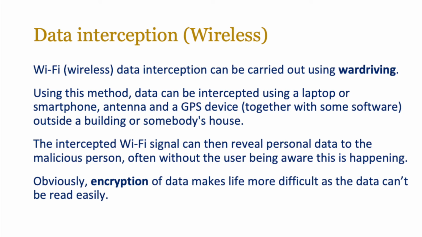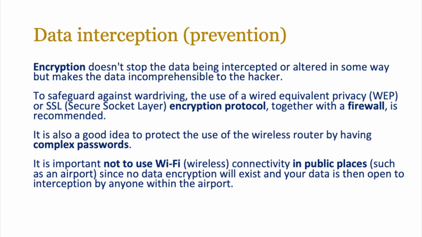is happening. Obviously, encryption of data makes life more difficult as data can't be read easily. However, encryption doesn't mean that data can't be intercepted. It just means that when it is intercepted, it can't be read. Now, to safeguard against war driving, the use of protocols like wired equivalent privacy, WEP, or secure socket layer, SSL, these type of encryption protocols together with a firewall is often recommended. It's also a good idea to protect the use of the wireless router by having complex passwords so somebody else can't hijack your personal router.